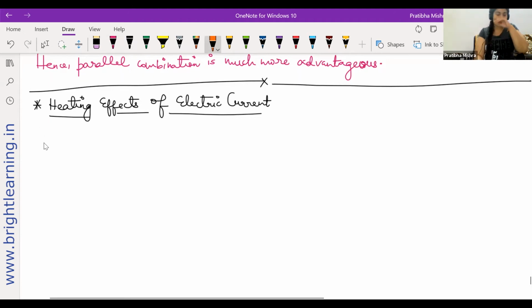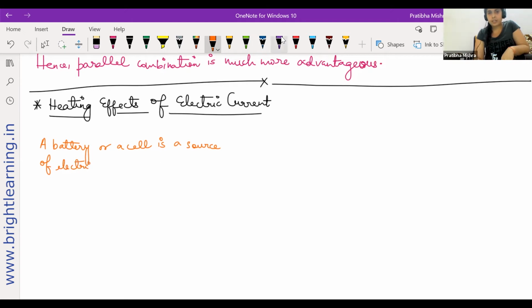So what we will do is, battery has how many terminals? 2 terminals, right? So suppose I write a battery or a cell is a source of which kind of energy? Electrical energy, right? Because electricity is produced, and that electricity is a form of energy only, right? Is a source of electrical energy.